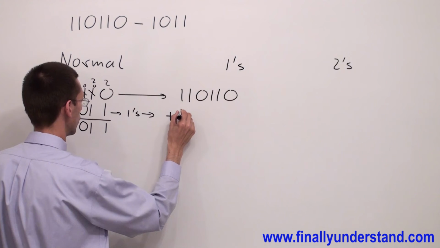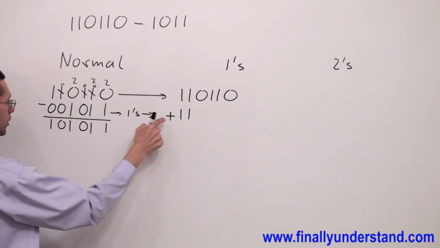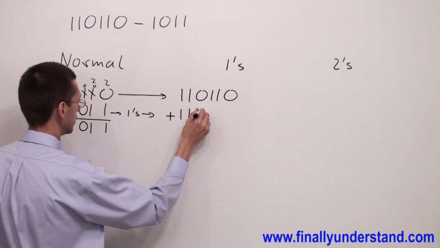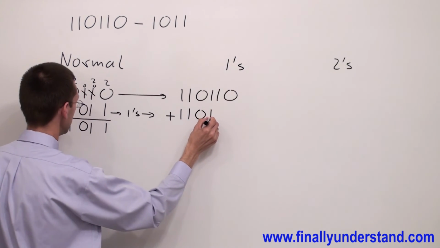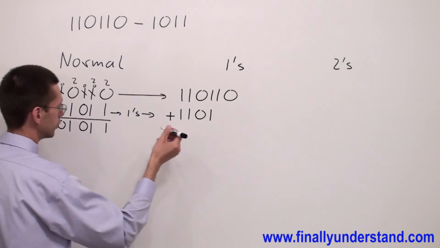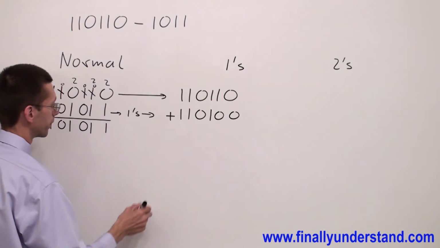That means I have to invert every single bit. That's why I'm going to have 1, 1, because I have 0, 0. I have to invert them. 1, 1. Instead of 1, I'm going to write 0. I have 0, that's why I'm going to write 1. And I have 2 1's, which I'm supposed to invert. That's why I'm going to have 2 zeros.